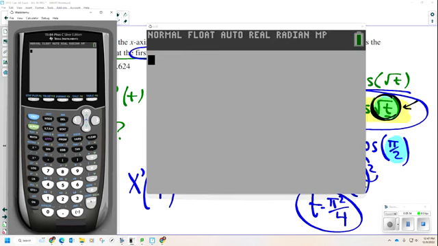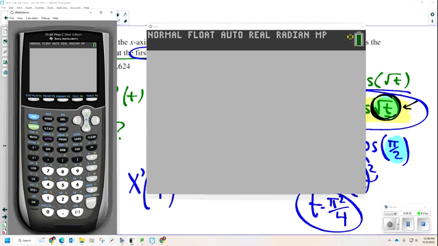So in order to get the calculator to give us a number from a derivative, the calculator will not give us an expression as a derivative. It will only evaluate a derivative at a certain value. It will only output a number, not an equation.